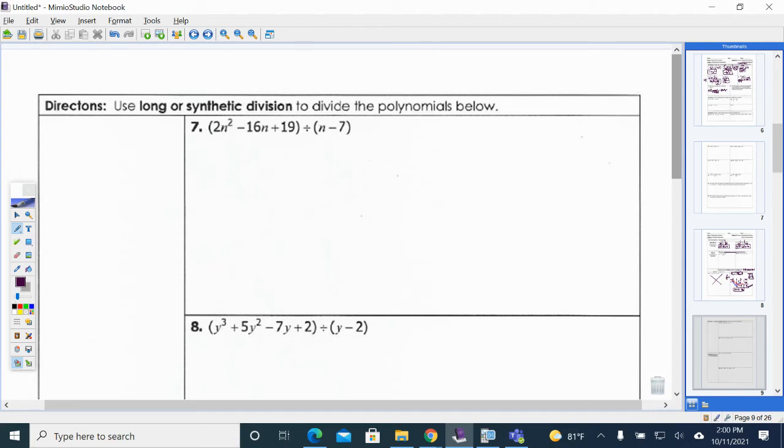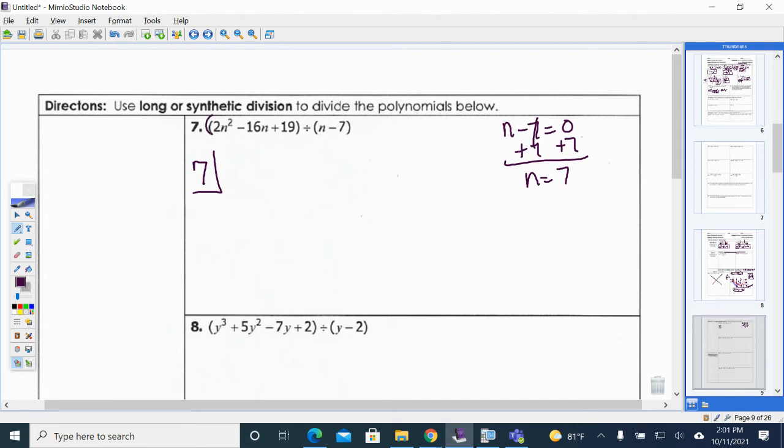Example number 7. 2n squared minus 16n plus 19 is being divided by n minus 7. Making sure, again, everything is in standard form, and it is. N squared, n, and then the constant. We're going to take that n minus 7, set it equal to 0, add the 7, and we get n equals 7. Remember that that number is going to go out to the left in its own little box. That's basically what you're dividing by. And once we set up the synthetic division, that's what you're going to be multiplying by.